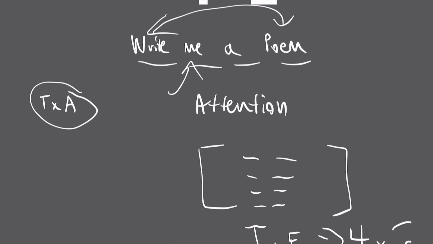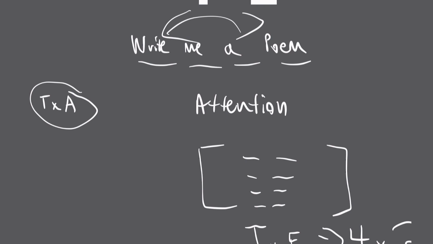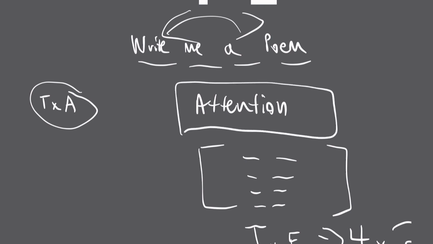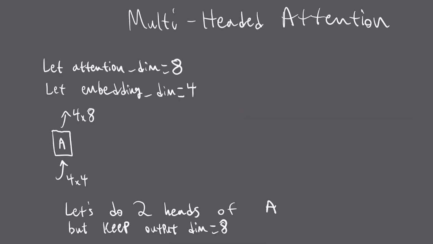So clearly, for a model to really understand a language, it needs to understand the relationships between the tokens in a sentence. So to summarize, attention is essentially a communication mechanism that lets tokens talk to each other. Okay, so now let's explain what we mean by multi-headed.